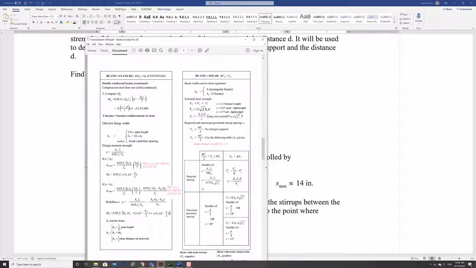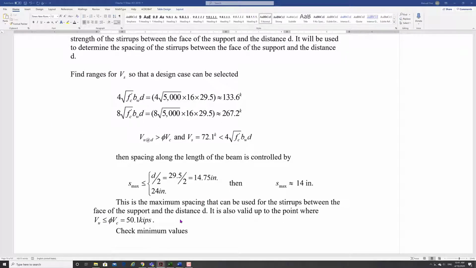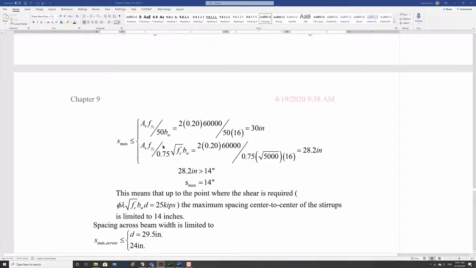But remember, always check this now, because in order to use the formulas, you have to satisfy the minimum. We do not find the actual minimum area of the stirrups, but we indirectly find the spacing coming from the minimum requirements. So you always have to check that minimum. All right, so here are the minimum requirements, just to make sure. 28 controls, is greater than 14, so 14 is good. So we will use 14 as the maximum.